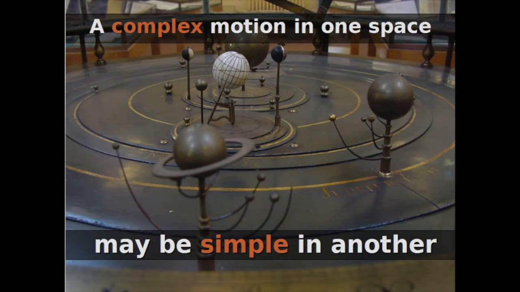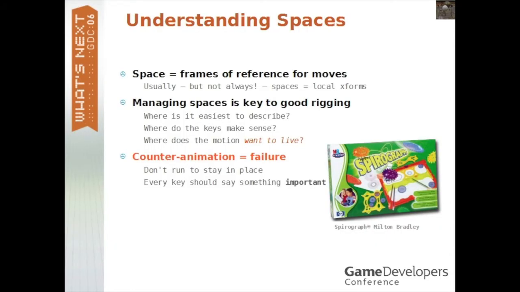Usually, but not always, they mean local transformation spaces. But managing them is the real key. Making decisions, not just popping controls in because it's easy to pose this way, but putting controls where they want to be to describe the motions that they're going to have to deal with. That's the number one priority.